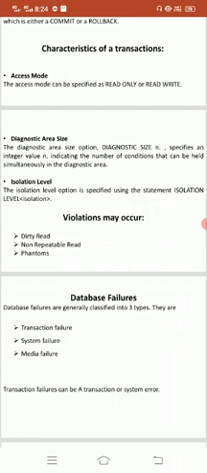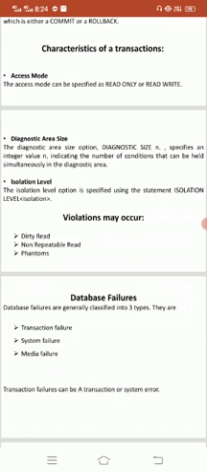What is meant by access mode here? These characteristics can be specified by the set transaction statement in SQL. The access mode can be specified as read only or read write. The default is read write.